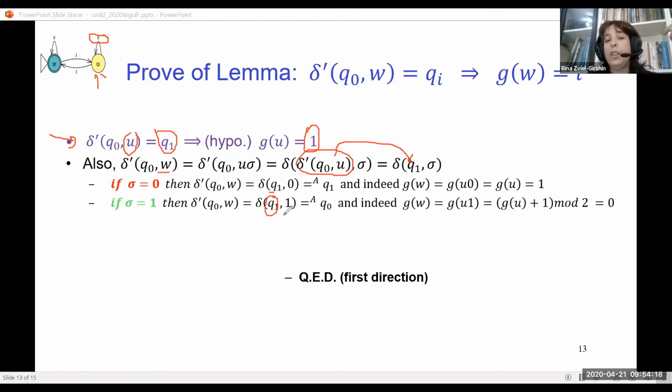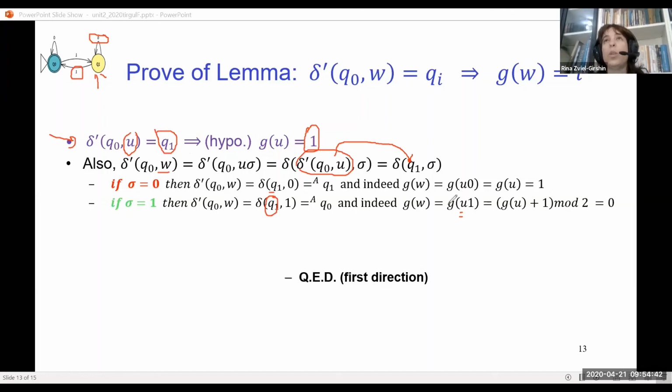And now we have an additional 1. At the state Q1 with an additional 1, in our automaton, we know that we move to Q0. Let's see what happens with the function. If we have G of W, we know that W was built from prefix U and suffix, the letter sigma, which is 1.